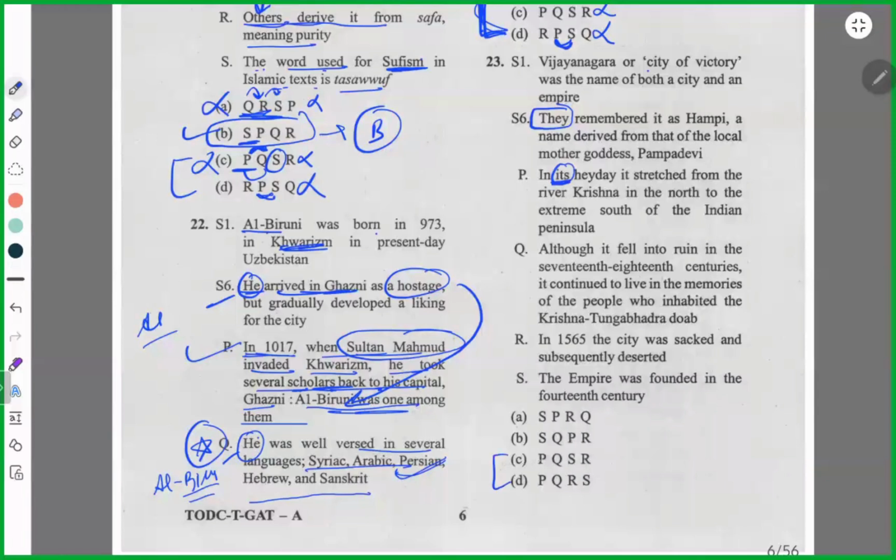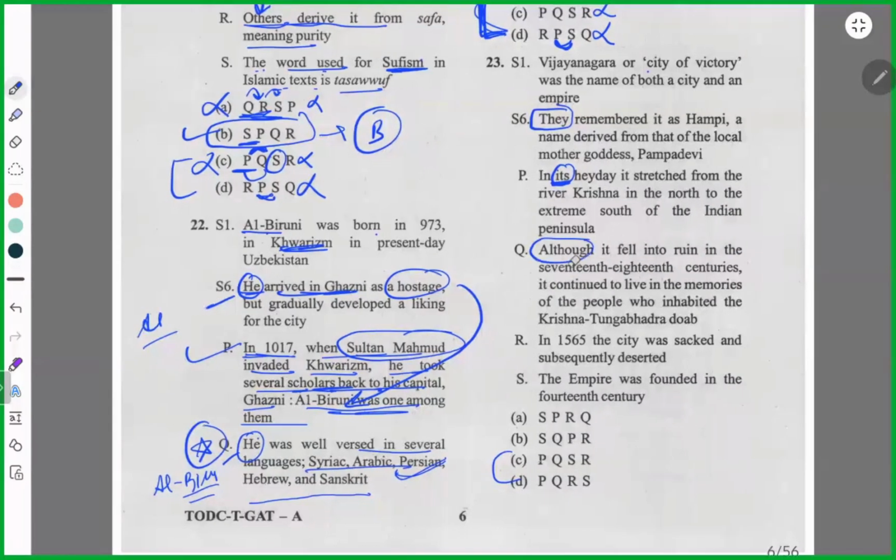Now, P or S, you can go with S also. It is totally your choice. I will go with P because P is the first here. So PQ in both. That means PQ could be a prominent pair. Let's see whether they are making sense or not. Although it fell into ruin in the 17th century. Now see, although, however, yet, though, these are usually concluding sentences. We have just started. There is no point of conclusion. So PQ is not making sense right now, but for confirmation, let us move forward.